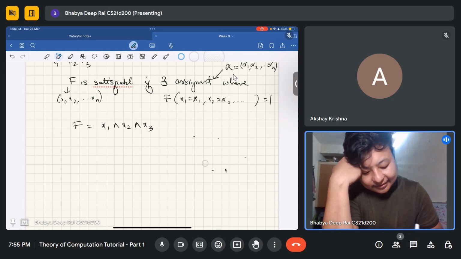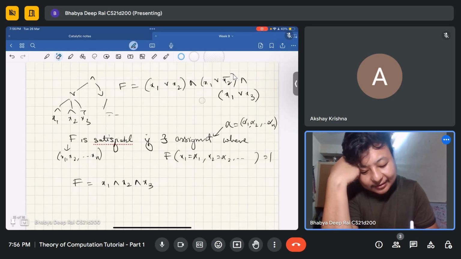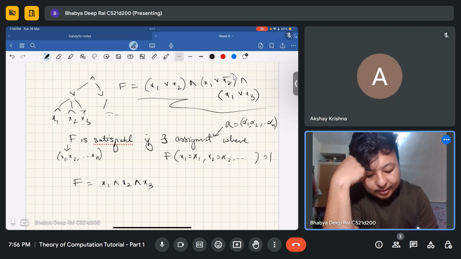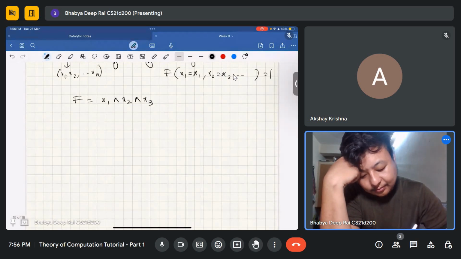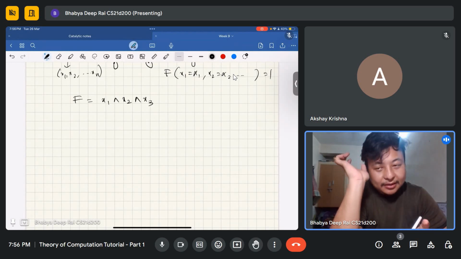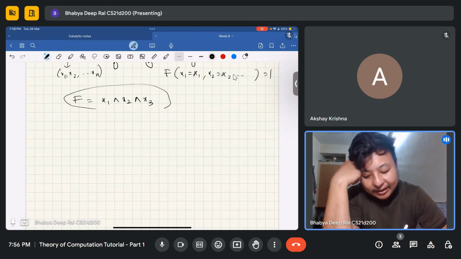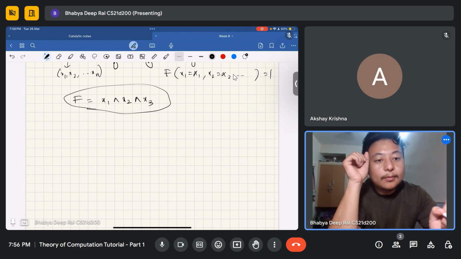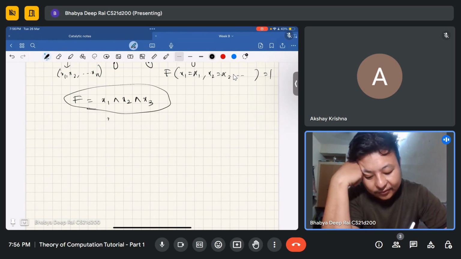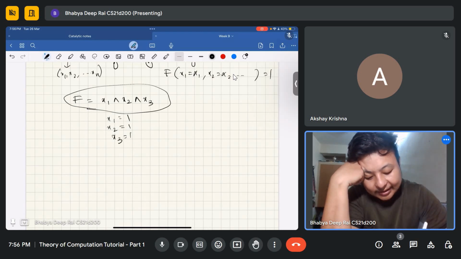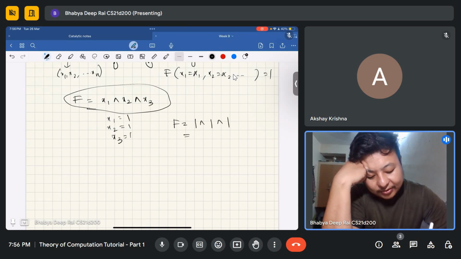So the given formula is this, okay? You get what a formula means, right? It's just a combination of ors and ands. Yes, sir. Yeah. So now the question I want to ask is, give me an assignment where this formula evaluates to a 1. If you assign x1 equals 1, x2 equals 1, x3 equals 1, then f will be equal to 1 and 1 and 1.